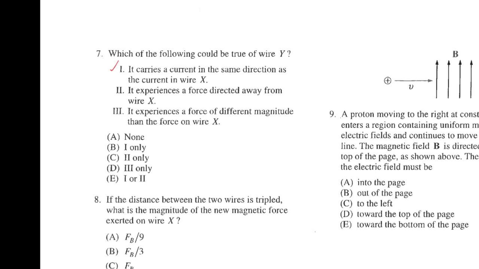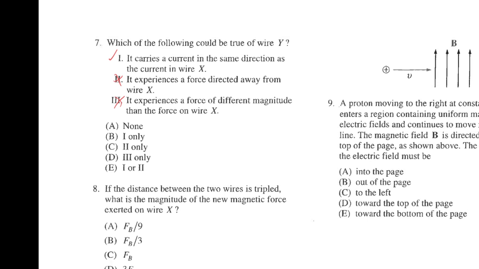It experiences a force directed away from wire X. No, it's an attractive force, so they're pulled together. It experiences a force of different magnitude than the force on wire X. Ooh, that's a good one. What do you think? Newton's third law, right? It has to be the equal and opposite force. So that one's got to be gone. So it's just one. Good? All right, so 8.